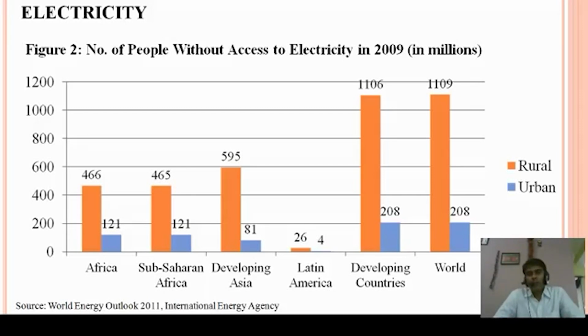In developing countries, we find that 1,106 million population, which is close to the world figure, is without access to electricity. A very slight difference between the world data and the developing countries data. And the urban population without access to electricity in 2009 is almost equal in terms of world and developing countries. So not having access to electricity is the major challenge in developing countries today, and that includes the challenge from Africa, Sub-Saharan Africa, developing Asia, or Latin American countries.